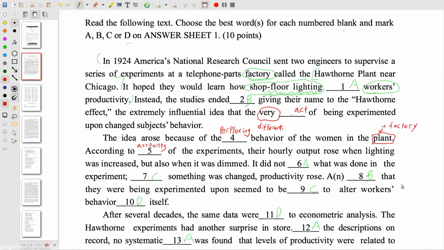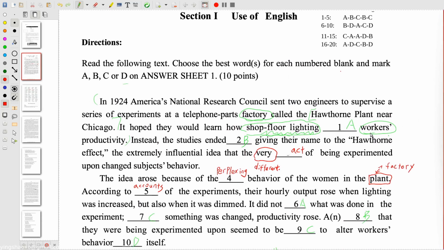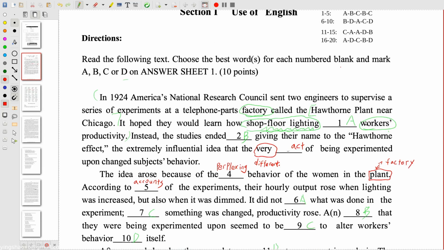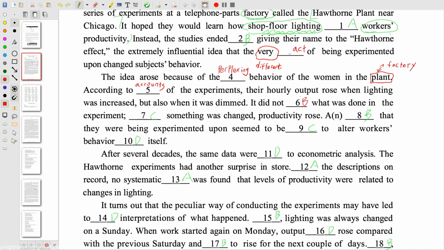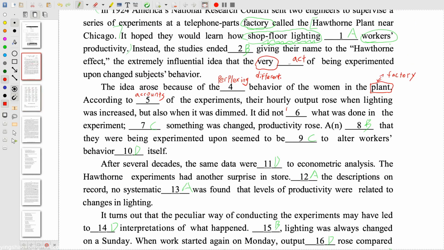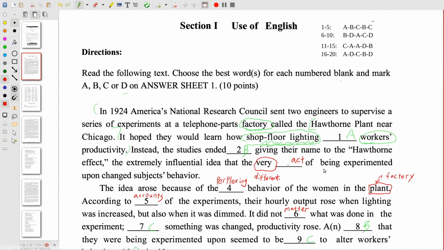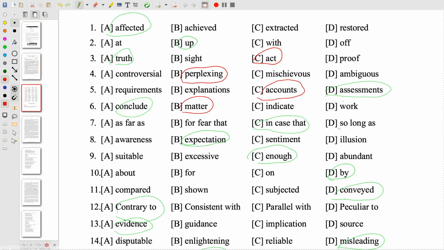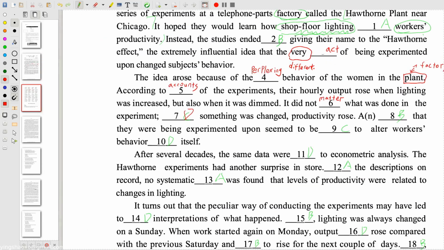Okay, let's go on. The sixth blank. We should choose B. B is matter. It did not matter what was done in the experiment. And look at the 7. We should choose D. The D of 7 is "so long as." So it did not matter what was done in the experiment.